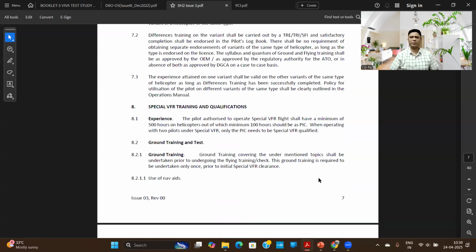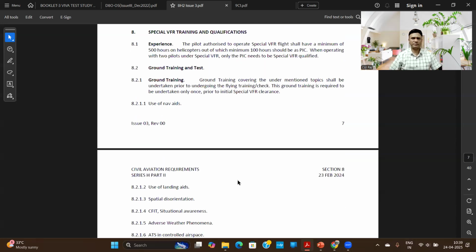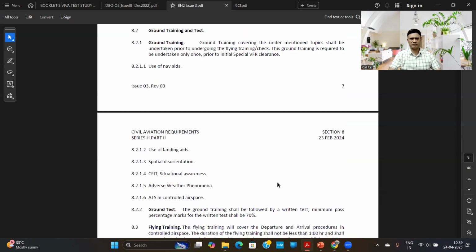Then if two people are operating the helicopter, only the PIC needs to be special VFR qualified. The other one can be a limbo timbo type. And there has to be ground training done. We have to give one ground training certificate. Basically, there is some course conducted and basic teaching is done. These are the syllabus for that.